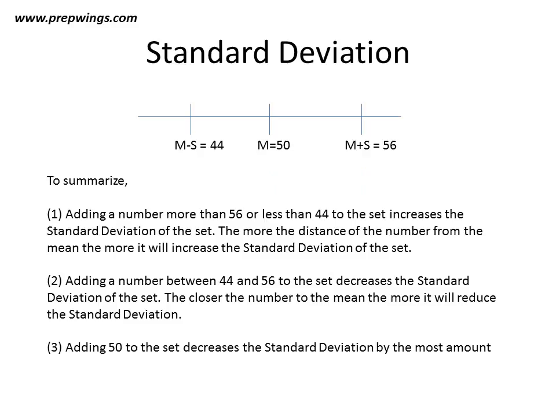Now to summarize, in this given set with mean equal to 50 and standard deviation equal to 6, adding a number more than 56 or less than 44 to the set increases the standard deviation of the set. Adding a number between 44 and 56 decreases the standard deviation of the set, and adding 50 to the set decreases the standard deviation by the most amount. Okay, also remember, if we add 44 and 56 to the set, the standard deviation will not change.